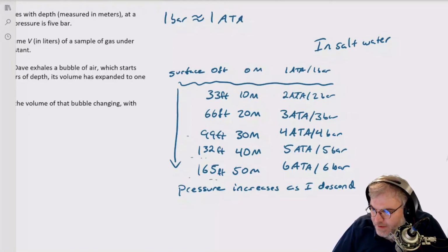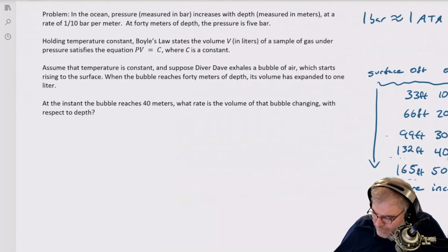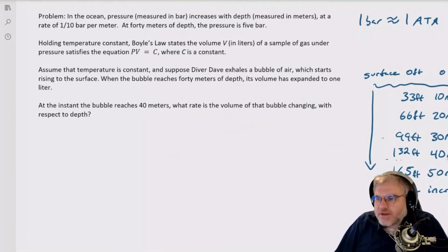Okay. So why is this important? Well, there's something called Boyle's law. And Boyle's law is PV, pressure times volume is a constant. And Boyle's law is very important if you are a scuba diver. Does anyone know why?